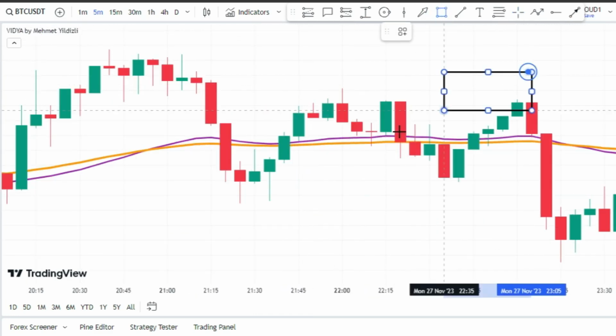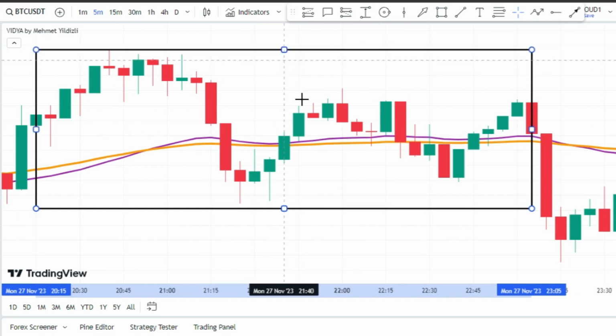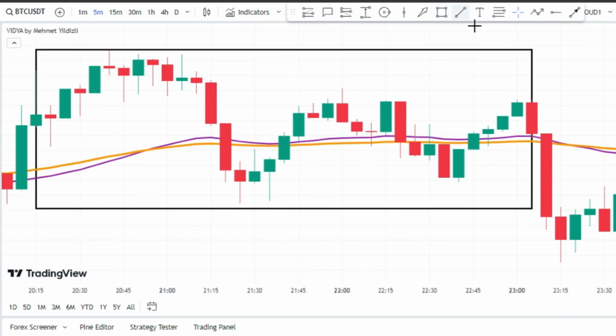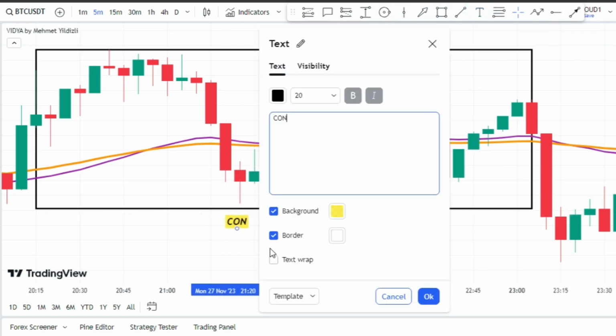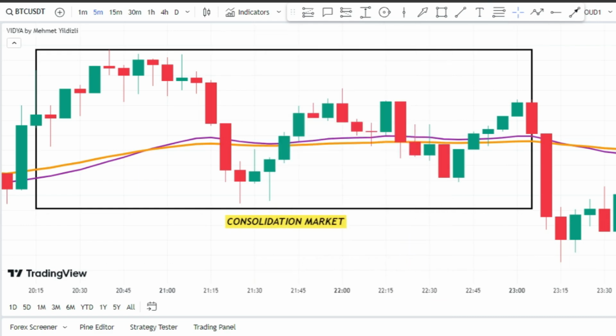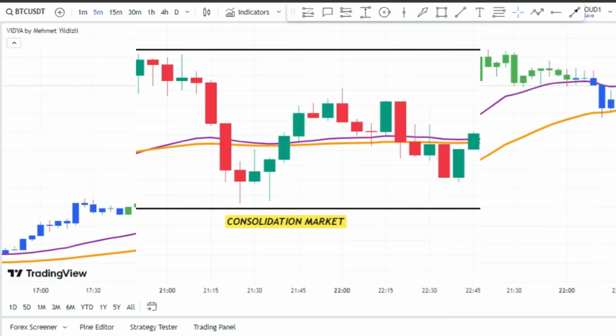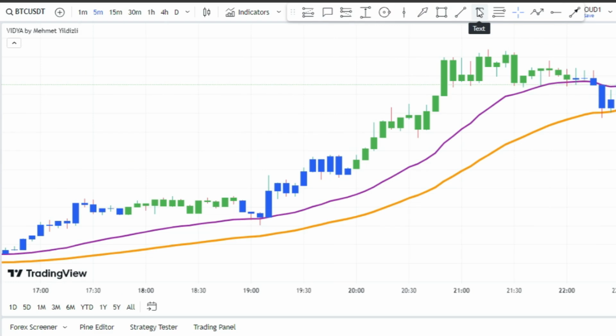Now, if these lines are lying flat and tangled up and the price is bouncing up and down like a yo-yo, that's the market's way of saying it's in a mood swing and doesn't have a clear trend. In that case, it's best to sit back, relax, and avoid trading until the market figures out what it wants to do. So, you're ready to dive into this trading strategy?